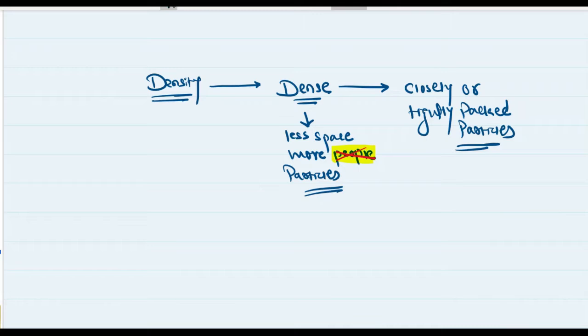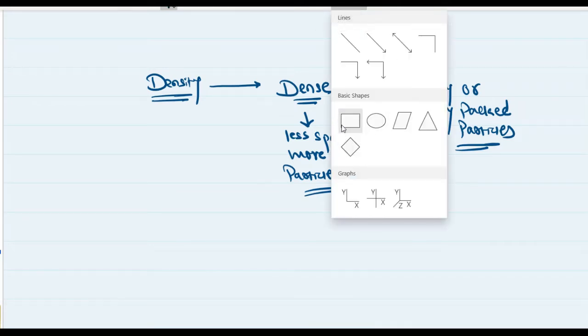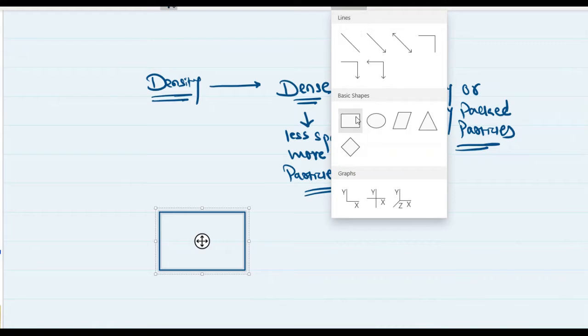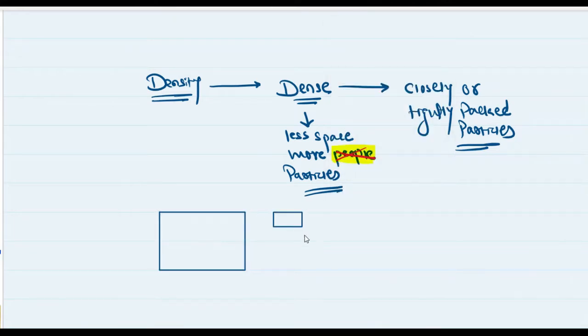Okay, so let's first take a model. Let me draw one space for you and replicate it with similar spaces. Okay, and let me draw two spaces for you. So we have two spaces in front of us. You have to tell me which one is dense and which one is not dense. You have to tell yourself basically.